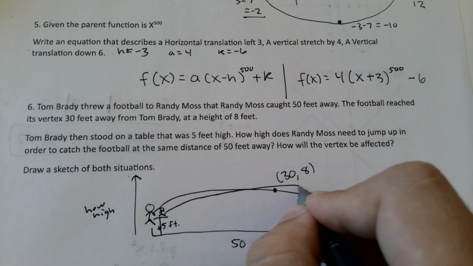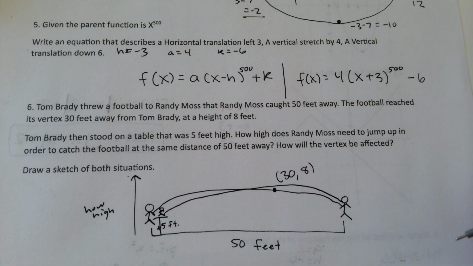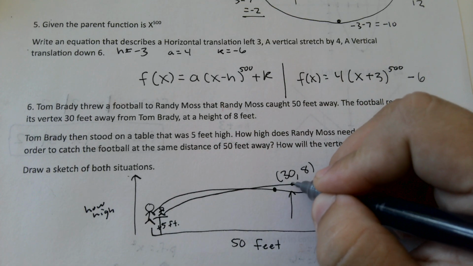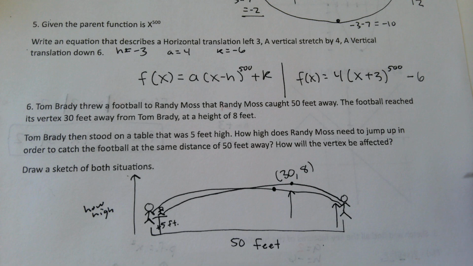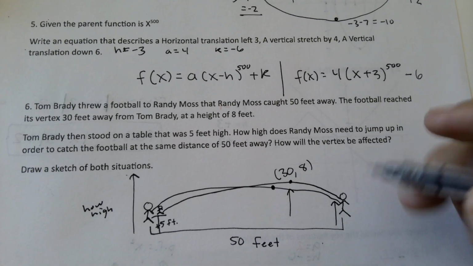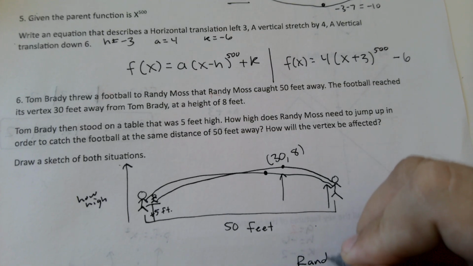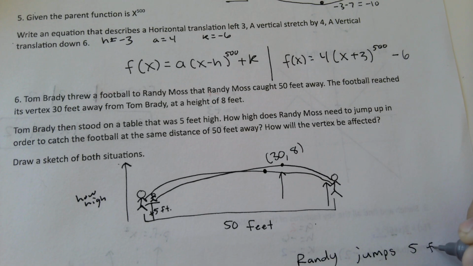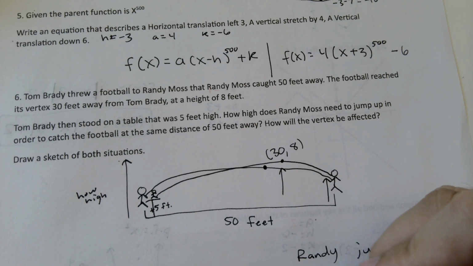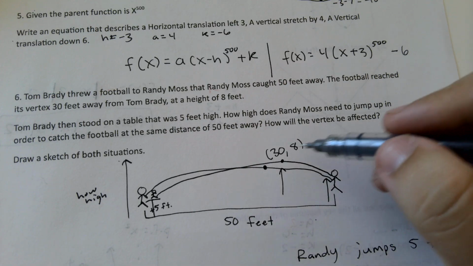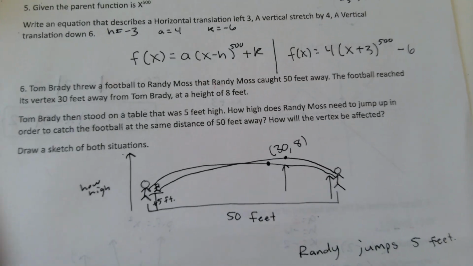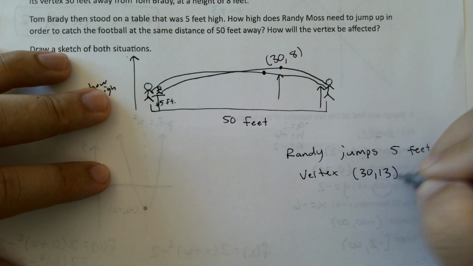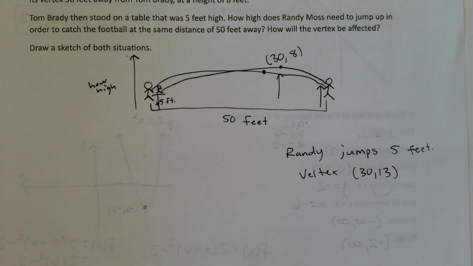That means everything will go up by 5. If this went up 5 feet, that means the vertex goes up 5 feet, and Randy has to jump 5 feet. So that means Randy jumps 5 feet, and my vertex will go up 5 feet. So I'm going to be at (30, 13). And that's the end of the study guide.